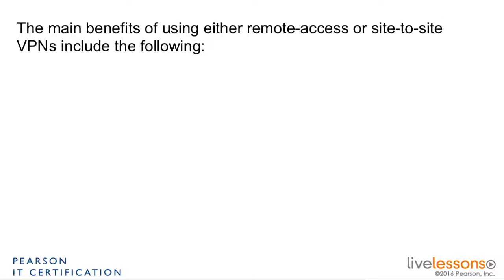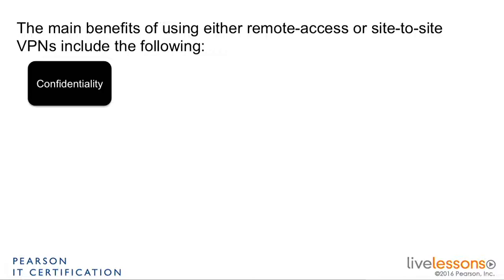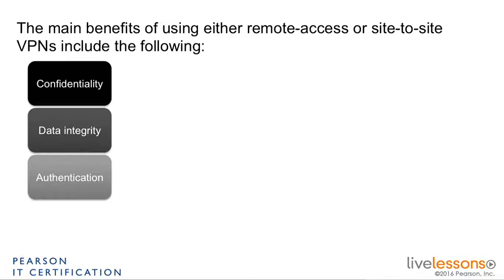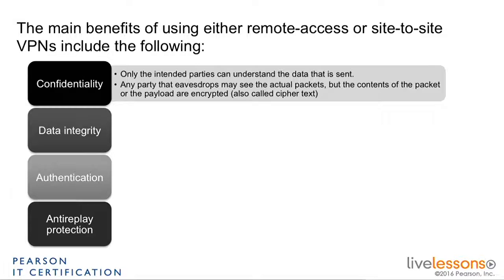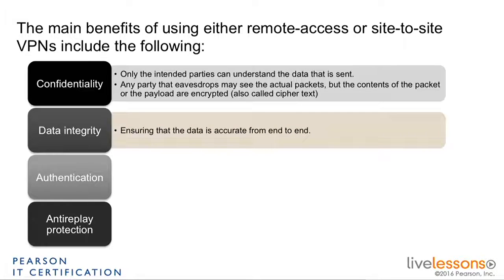The main benefits of using either remote access VPNs or site-to-site VPNs include confidentiality, data integrity, authentication, and anti-replay protection. In confidentiality, only the intended parties can understand the data that is sent, and any party that is eavesdropping may only see the packets, but the payload is encrypted, and this is also called ciphertext.